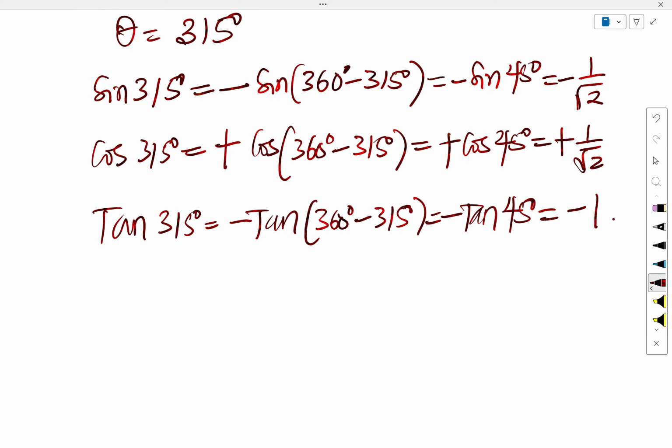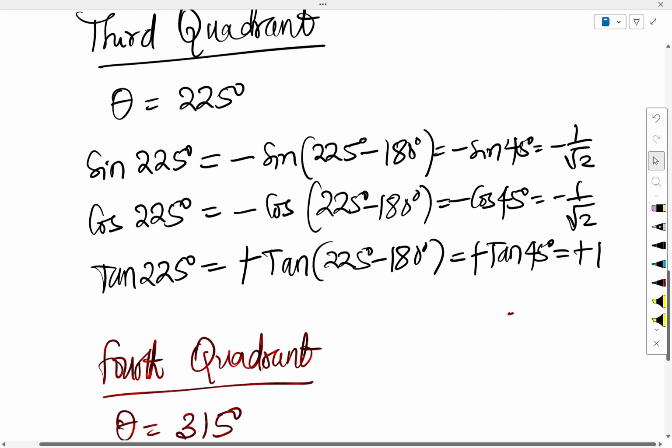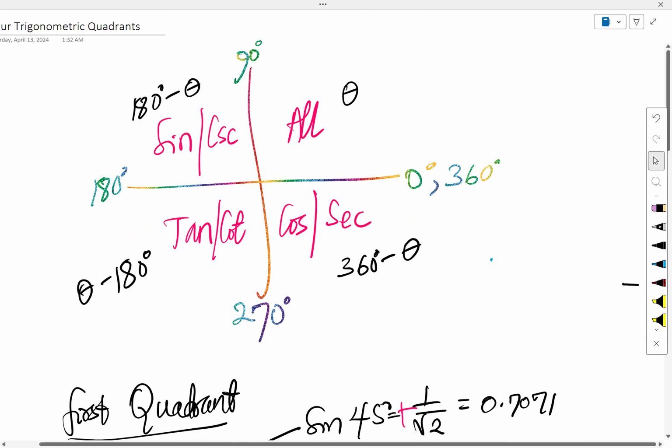So basically, talking about the four trigonometric quadrants, all you just need to know is, first of all, know that in the first quadrant, all trig ratios are positive. In the second quadrant, only sine is positive, and of course, its reciprocal. In the third quadrant, tan is positive. And in the fourth quadrant, cos is positive.